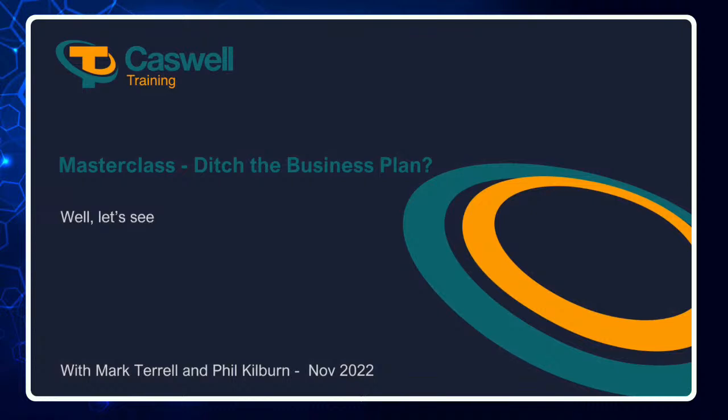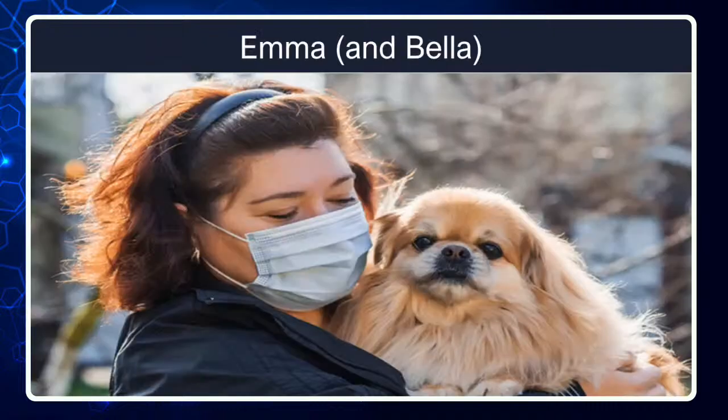Okay, so hi everyone again. We're going to look at whether we can ditch a detailed business plan in favour of something a little more visual and easy to understand and easy to communicate. So we're going to start with looking at someone called Emma, who was made redundant from her job in the school canteen after 25 years due to COVID. She lost her job, but also she kind of lost her identity and she lost her way as a result of that. She lost her social life and didn't really know what to do with herself.